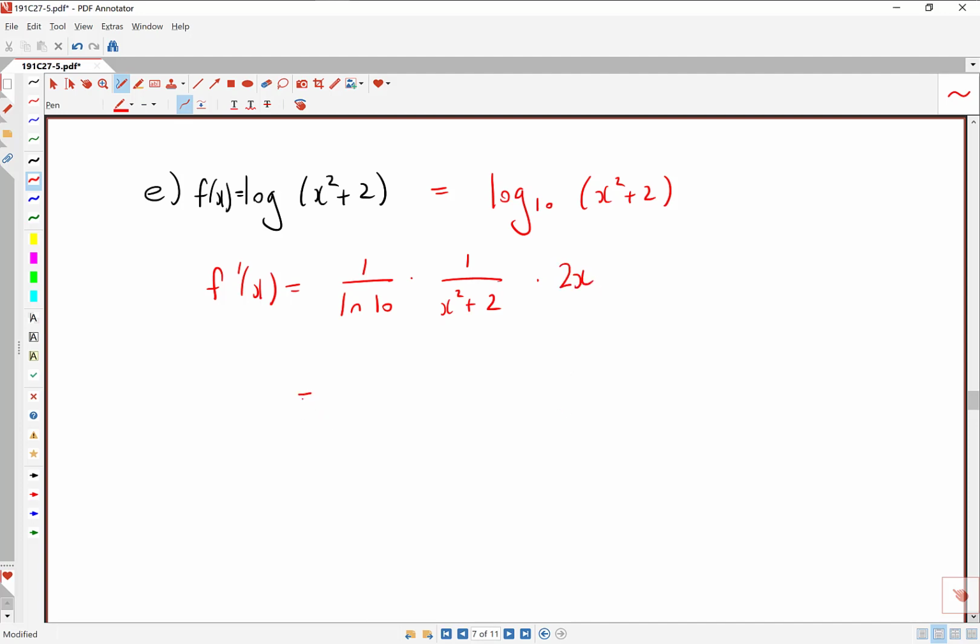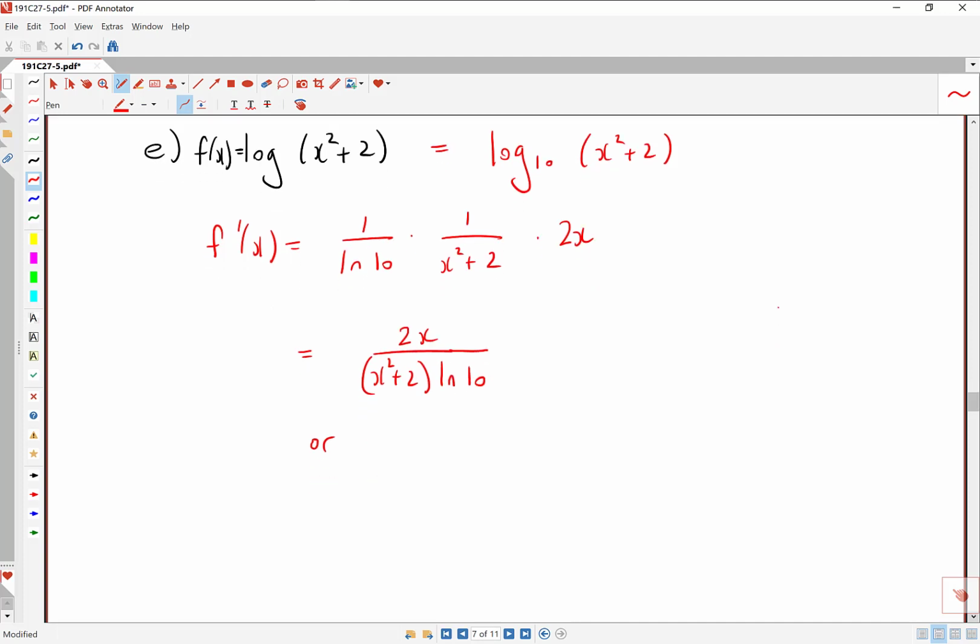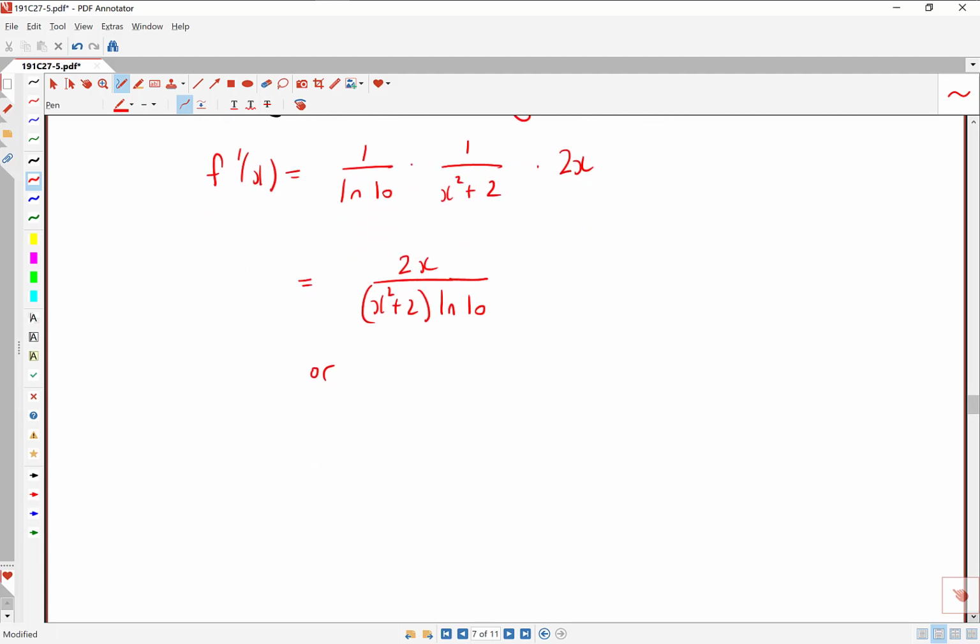So in terms of writing down your answer, you could write it like this, would most likely be combined into a single fraction, like 2x over x squared plus 2 times ln 10, for example. Or if you prefer using the log notation, instead of saying 1 over ln 10, you could have equally well called that log base 10 of e, or even log e.